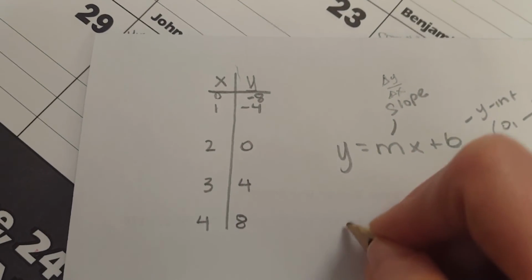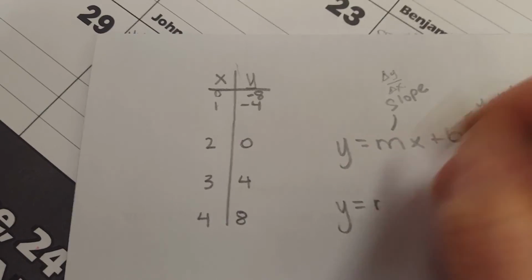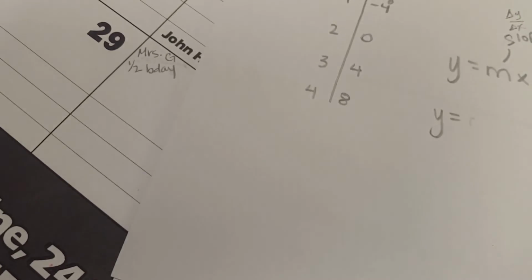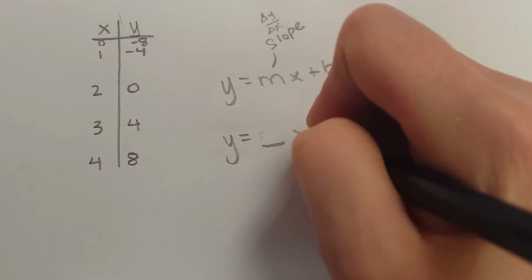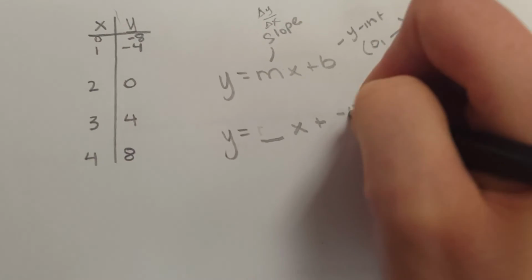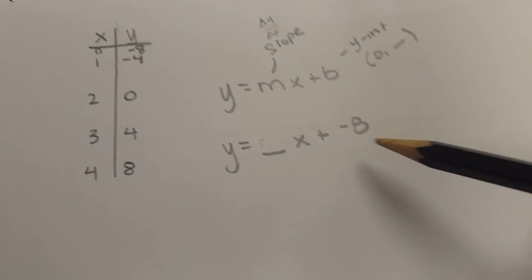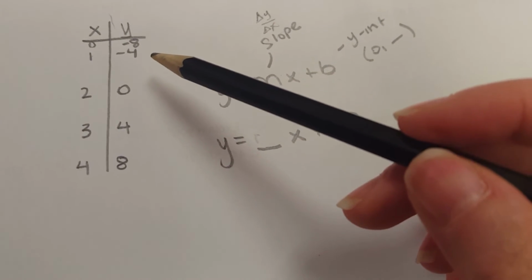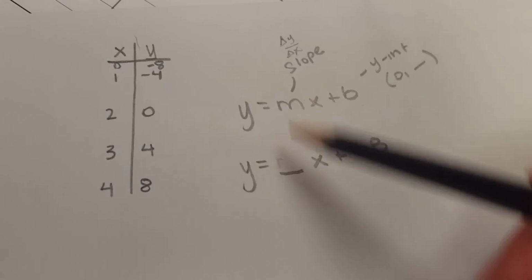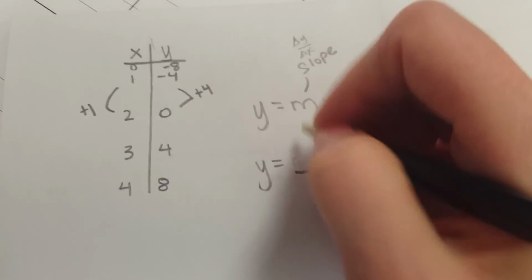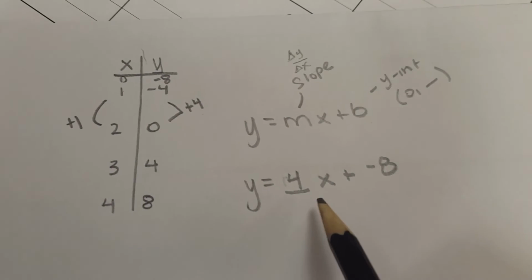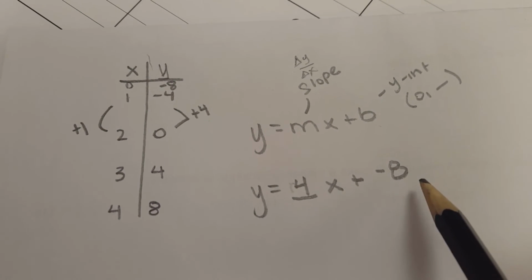So my b in this situation, what I'm adding, would be -8. So again, if we were playing the function game, you guys would know that in order to figure out my pattern, we are adding -8. Now we have to find our slope. So I need to find my change in y, which we actually just said was plus 4, and my change in x we said was plus 1. So y goes on top of x. So in this situation, I am multiplying by 4 and then adding -8.